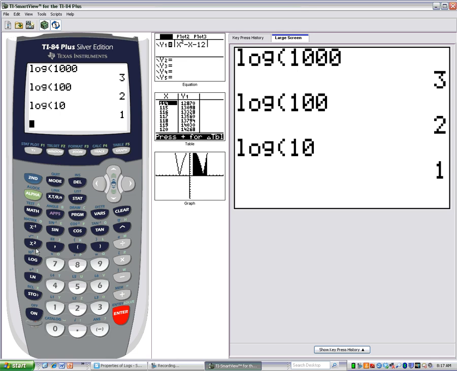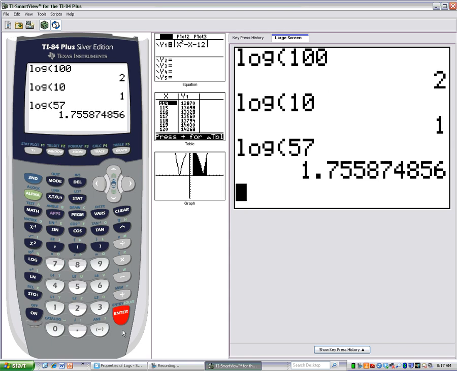But what if a number doesn't have any zeros? So what if it's like 57? It's a funny number. Log of 57 is 1.75. Okay, so 1.75. Notice that the number 57 is between 10 and 100, and notice that its logarithm is between 1 and 2. To get to the big picture, if I take 10 and raise it to the second power, I get 100. If I take 10 and raise it to the first power, I get 10. If I take 10 and raise it to the 1.7558748556 power, I get 57.